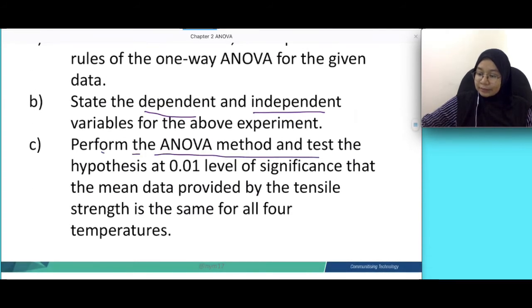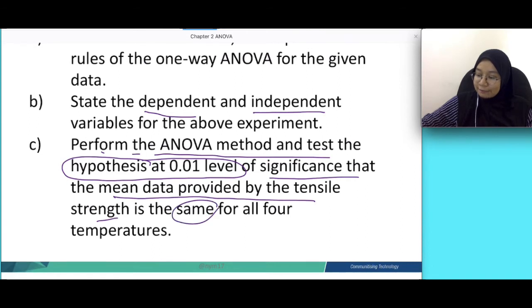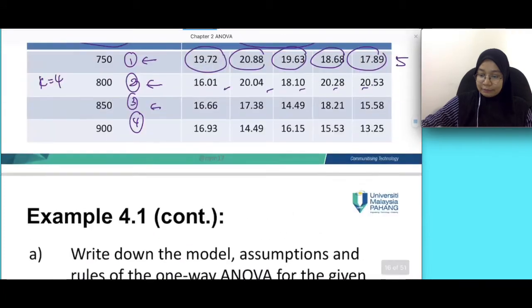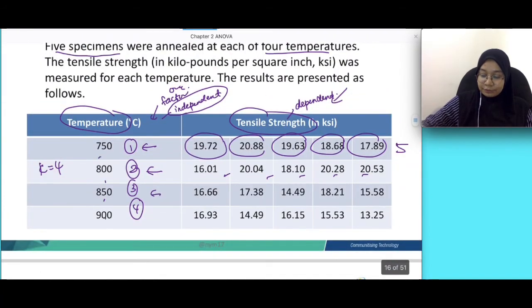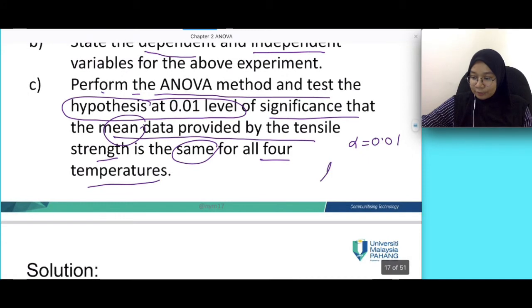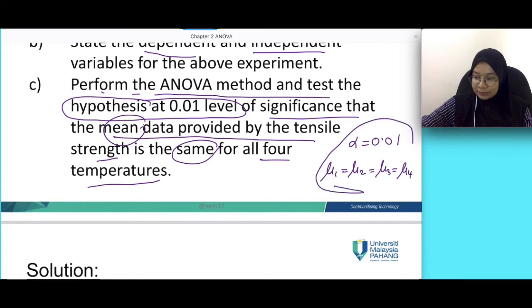Perform the ANOVA method and test the hypothesis at 0.01 level of significance that the mean data provided by the tensile strength is the same for all 4 temperatures. So, at alpha 0.01, the question asks you to test the mean for all the tensile strength, for 4 temperatures, same or not. We have 4 temperatures, right? Just now. 1, 2, 3, 4. So, the question asks you to test mu1 equals mu2 equals mu3 equals mu4 or not. So, you have to test this one.